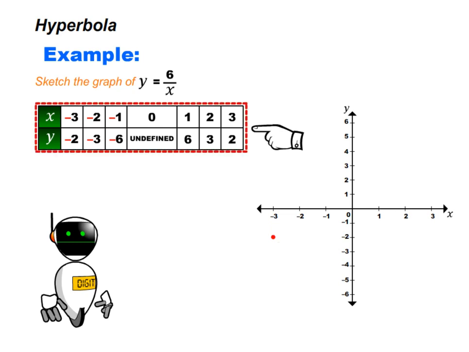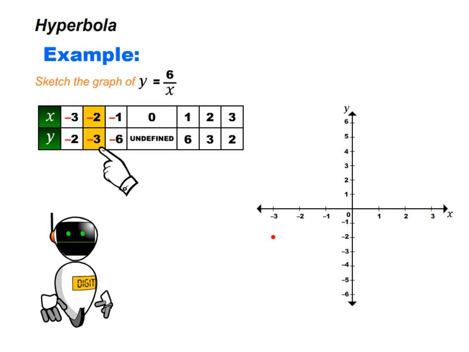Look at the table again. Look at this point, which is negative 2, negative 3. At this point, x is equal to negative 2 and y is equal to negative 3. On our Cartesian plane, let us look for the point where x is equal to negative 2 meets with y is equal to negative 3. X is equal to negative 2 is here.